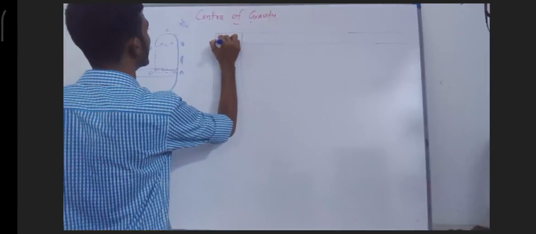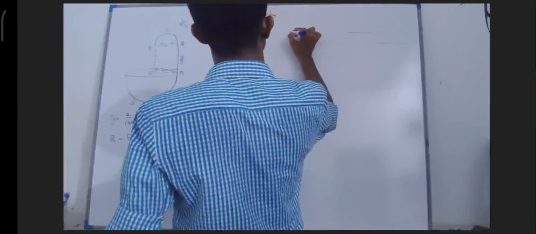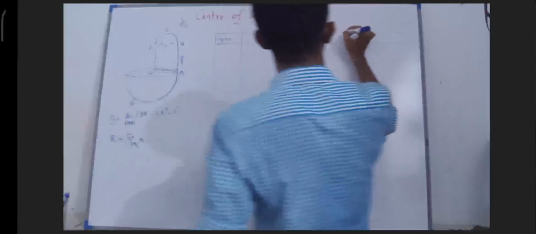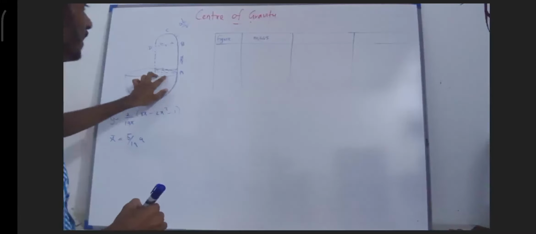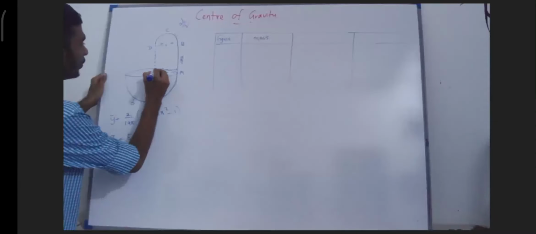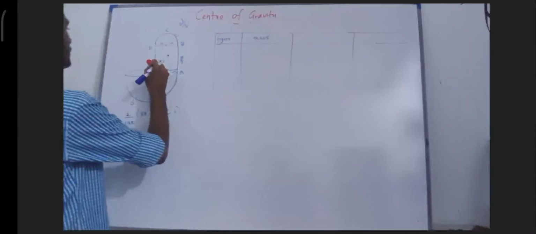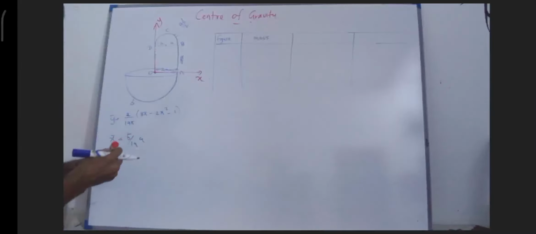Okay, so let me take each figure or object, whatever. Then the mass, and then the distance of the center of mass of gravity from OD. Now I'm going to take this as the origin. If I put here, this is the y-axis and this is the x-axis.